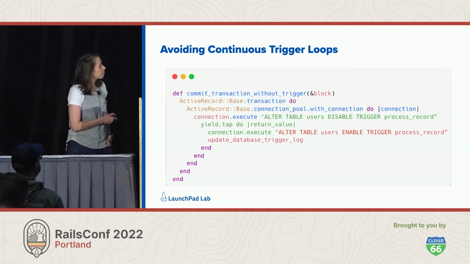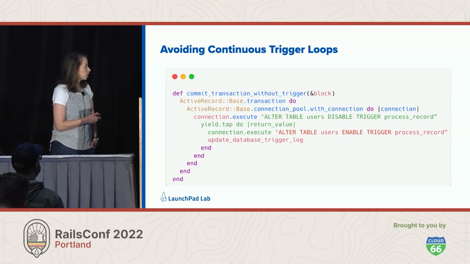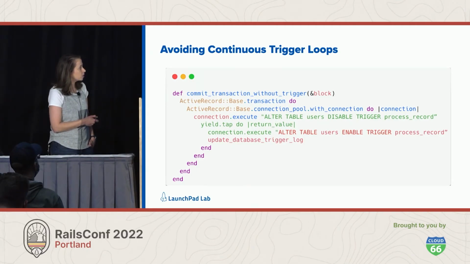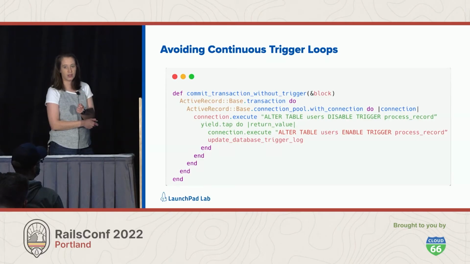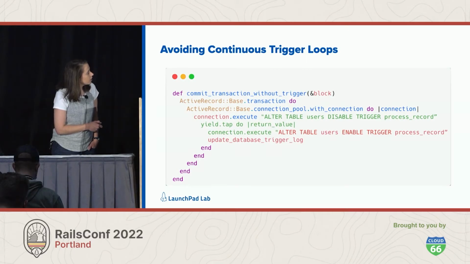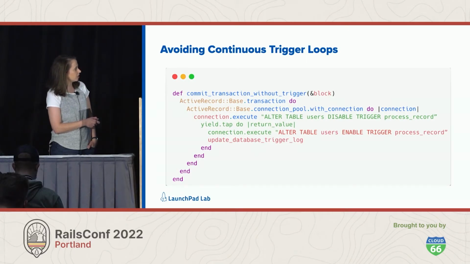So for instance, I have a function called commit without trigger, and it takes a block, which is like the actual work, right? The mapping and the updating of certain fields. But once again, wrap this in a transaction, and once again, you want to open that connection directly. And you can execute this raw SQL with the disable trigger keyword. You can go ahead and do your work. That's what this yield tap return value bit is.